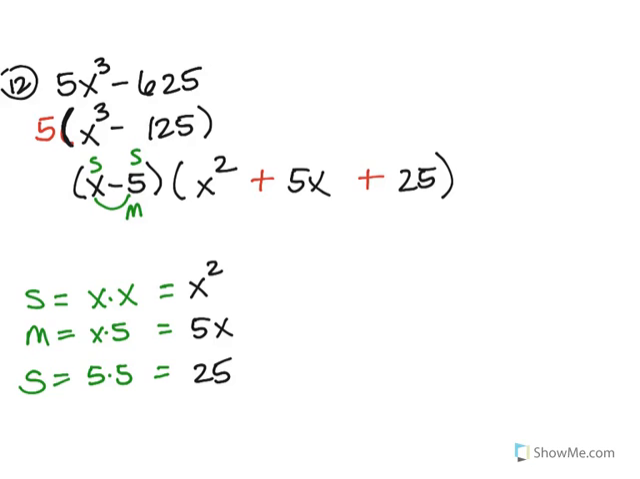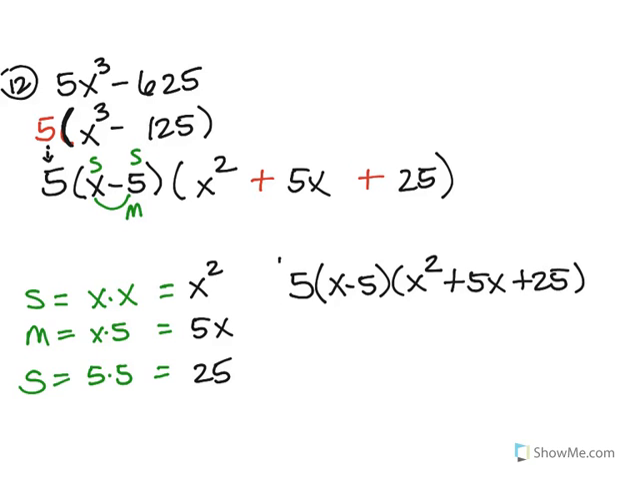Now, you do remember I said that second parenthesis will not factor down any further, but you must make sure you bring down that GCF of 5 that you took off. So your complete answer would be 5 times x minus 5 times x squared plus 5x plus 25.